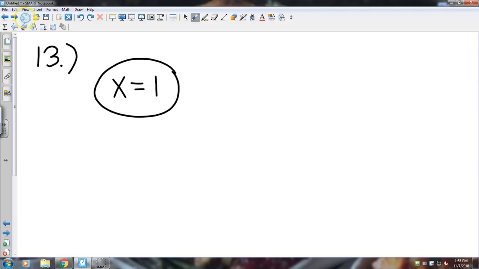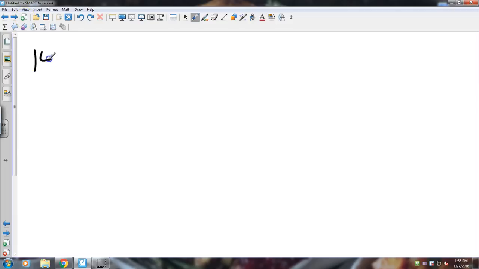Okay. 14, 15, and 16. Finding slope, finding x-intercept, finding y-intercept. Notice that all three of them are in different forms. The first one is standard form, number 14. Number 15 is slope-intercept form. And then 16 is just a vertical line. So we'll get to that in just a minute.